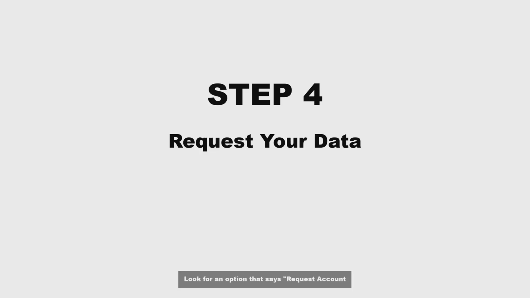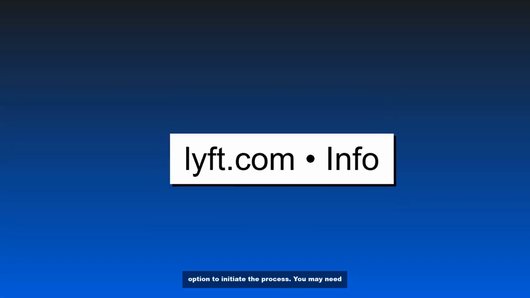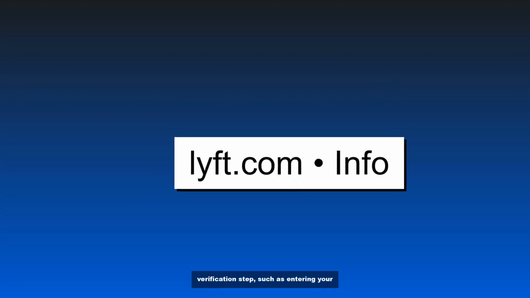Step 4. Request your data. Look for an option that says Request account data or Download data. Click on this option to initiate the process. You may need to confirm your request through a verification step, such as entering your password.